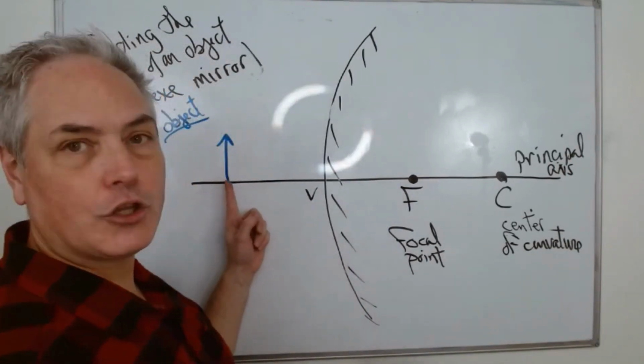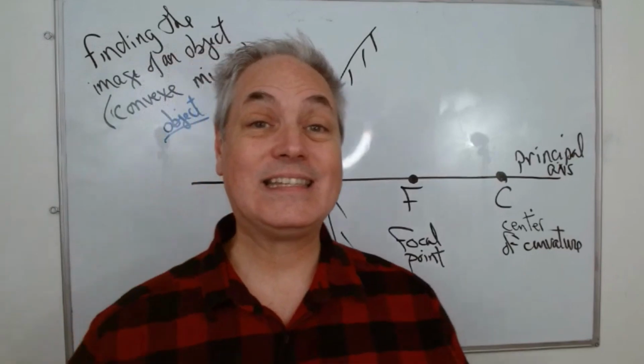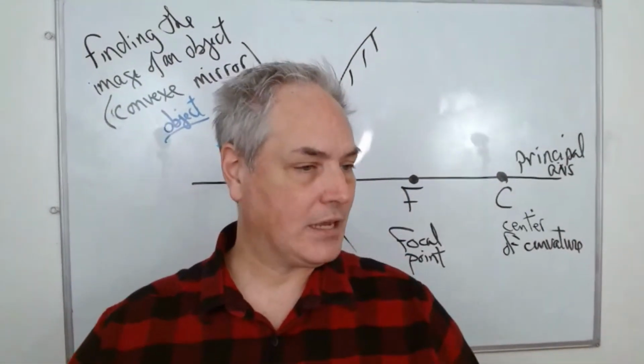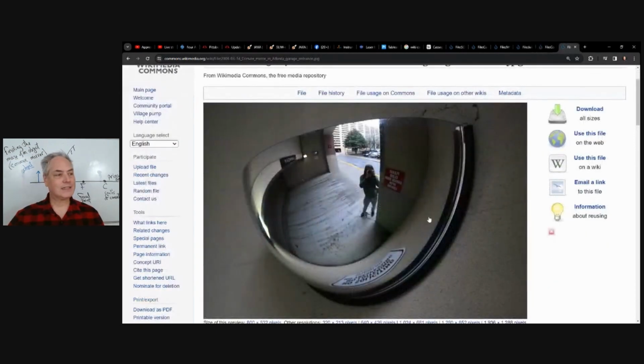Now let's see. I have here an object that is on this side. Let's see if we can see examples of mirrors. So here, this is in Nancy in France. We have here a mirror that is a convex mirror. It allows us to have a view of all the surroundings from this point. That makes it interesting.